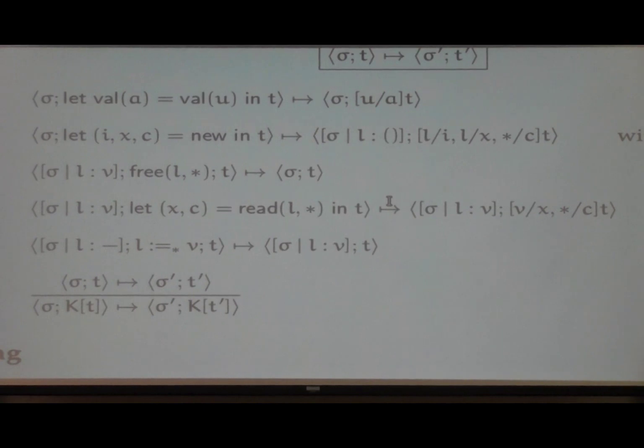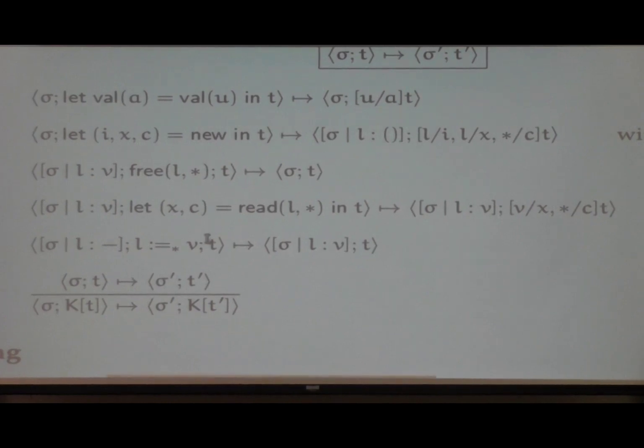And when we perform a write, what we need is for that location to be allocated, but we don't care what's in the heap. So we'll say we're performing L gets assigned to V, and whatever was in L, I just wrote a dash to indicate we don't care about it. We'll replace it with the V and then continue with the computation. And then there are an enormous number of congruence rules, which I will skip over.